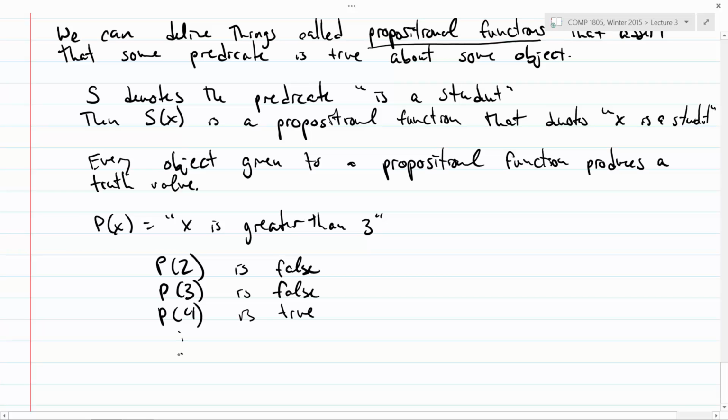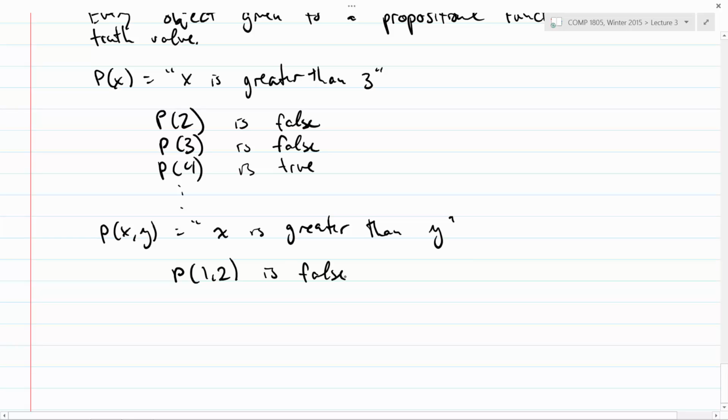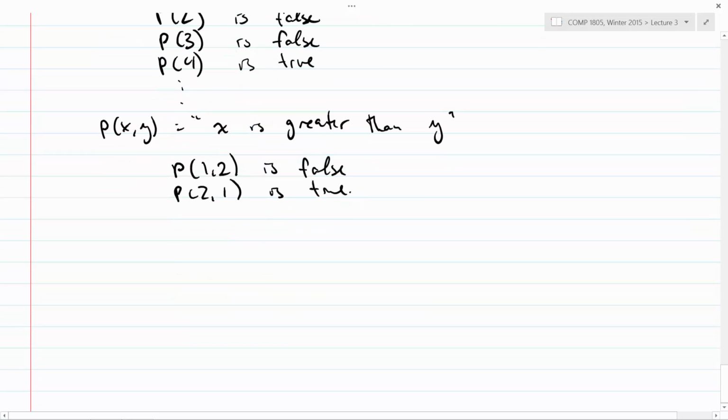Okay? You don't have to stop at one variable either. You could have P(x,y). So if P(x,y) means X is greater than Y, you could have something like P(1,2), and that would be false, because 1 is not greater than 2, but P(2,1) would be true, because 2 is greater than 1. Question? So what would happen if you had P of a value that doesn't make sense? So if you had P(x) is x greater than 3, P(apple), what would you think? Yeah, that's a great question. So let's talk about that now.